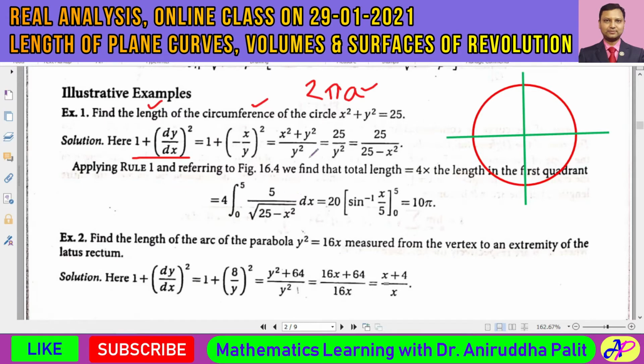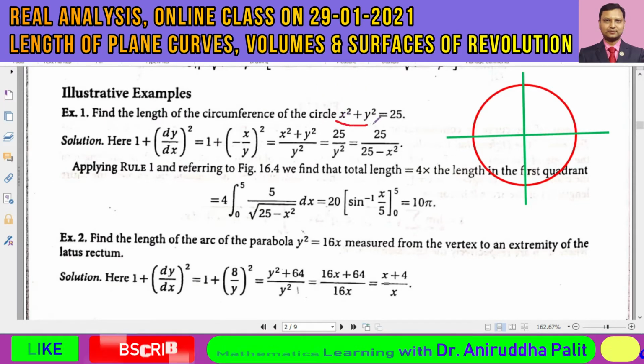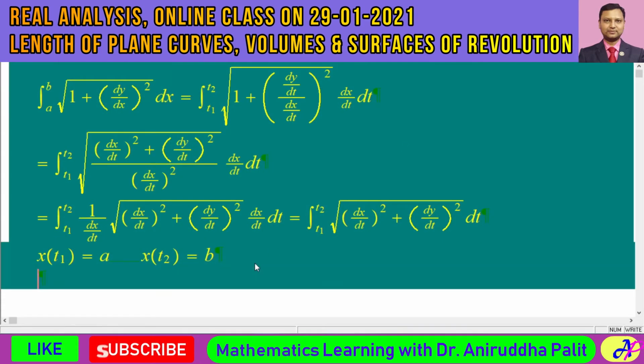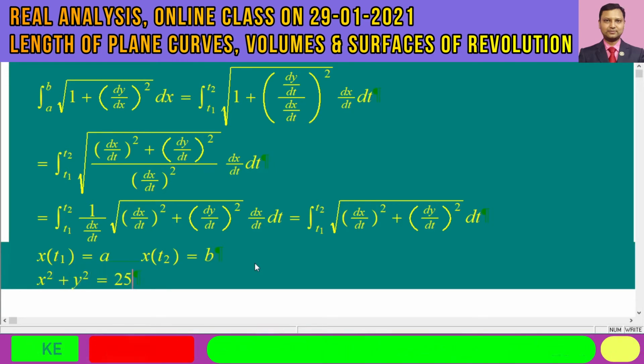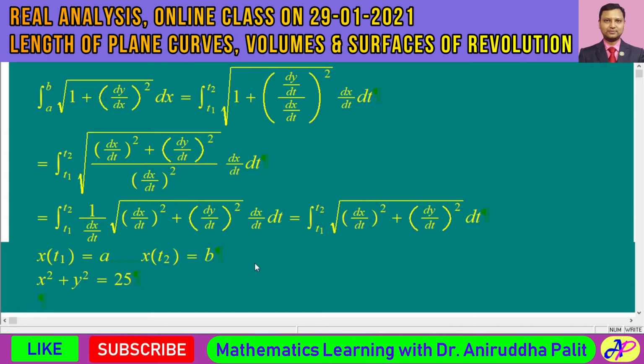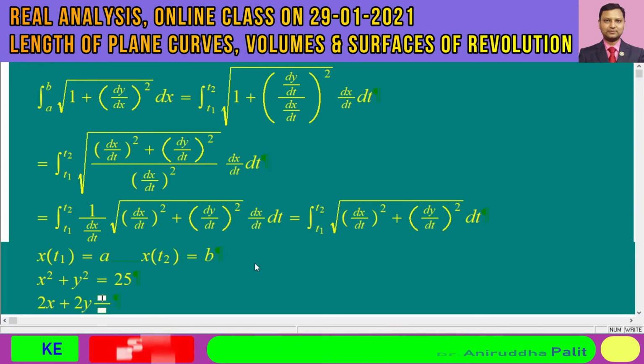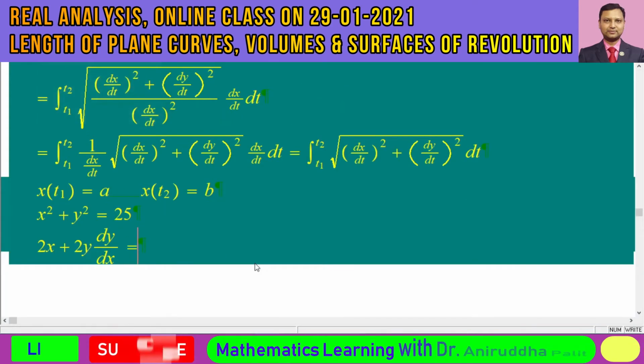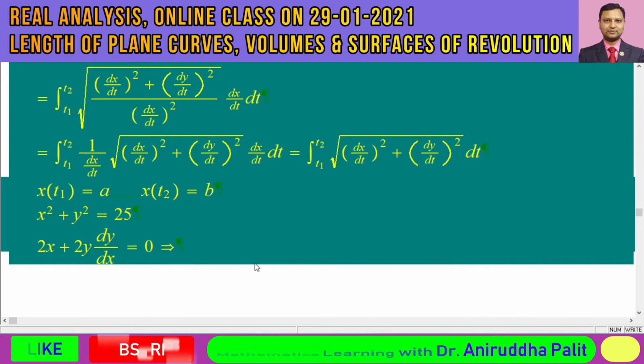So let us first try to find out what would be the expression of 1 plus (dy/dx) whole square. We already have the expression x square plus y square is equal to 25. If we differentiate this expression with respect to x, what will you get? You will get twice x plus twice y into dy/dx, that is equal to 0. So from this result, we can find the expression of dy/dx.